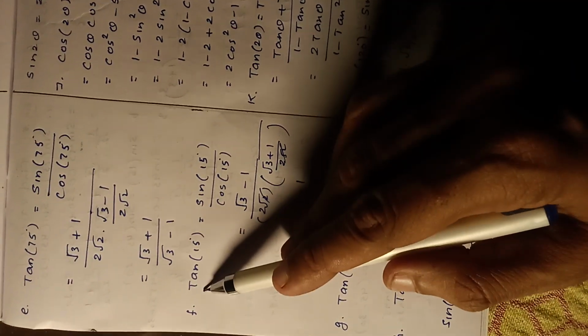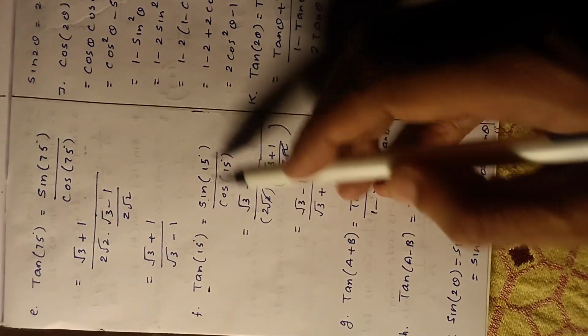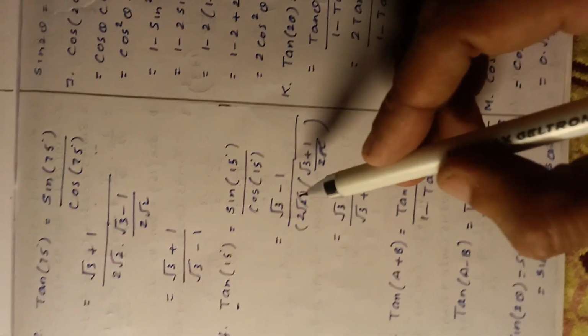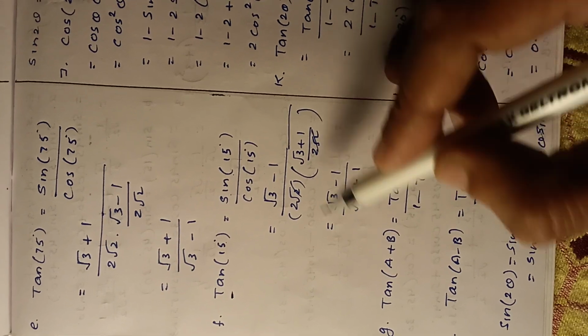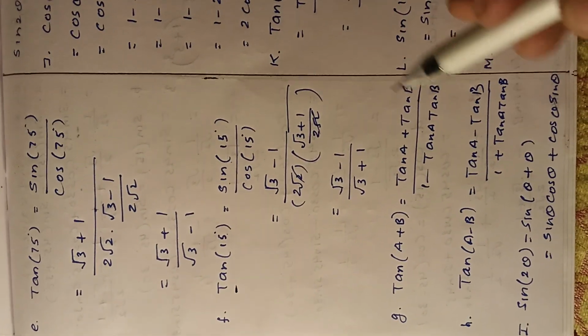In another question, we need to find tan 15, which is the ratio of sin 15 by cos 15. Sin 15 is root 3 minus 1 by 2 root 2. Cos 15 is root 3 plus 1 by 2 root 2. After solving, we get root 3 minus 1 by root 3 plus 1.